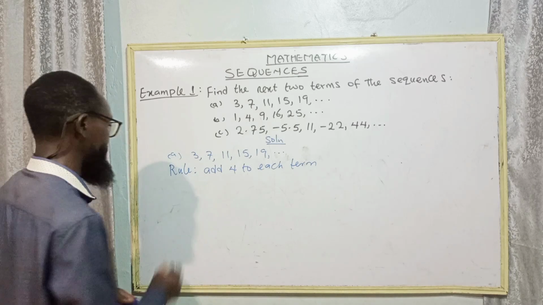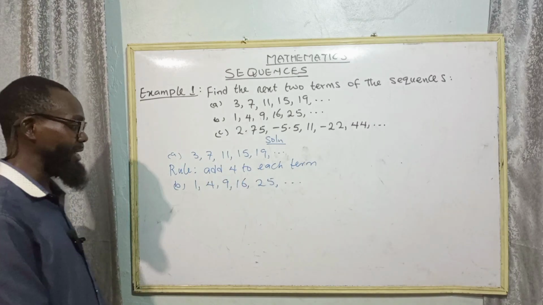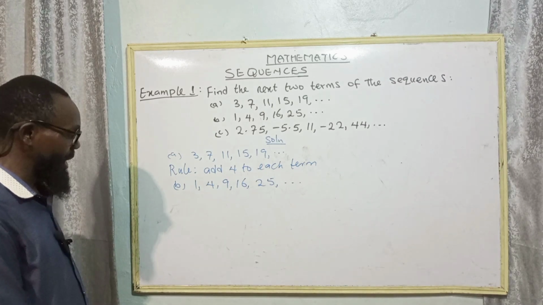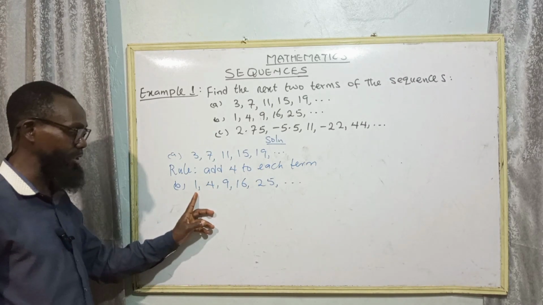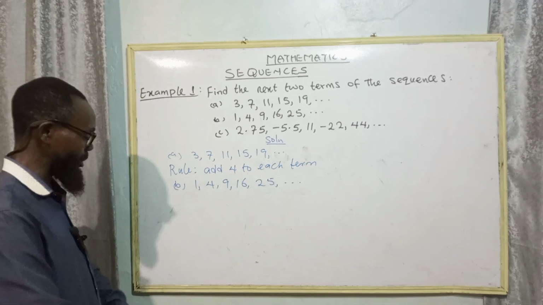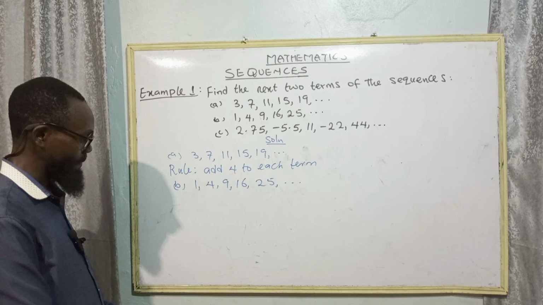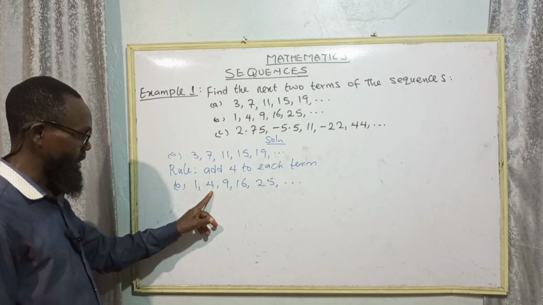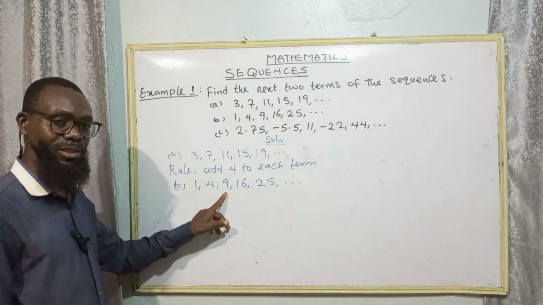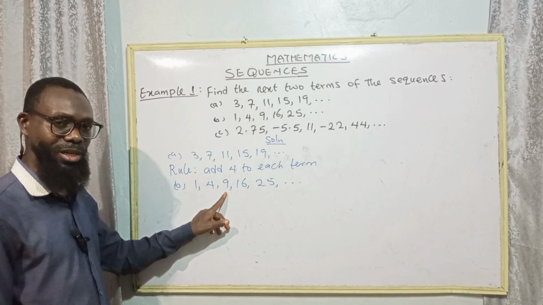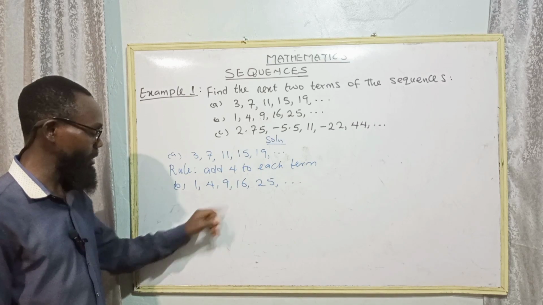Now the second one: 1, 4, 9, 16, and 25. We want to find the next two terms. How do we get 4 from this 1? How do we get 9, 16, and 25? Let us look at this properly. If I say 1 plus 3, I will have 4. 4 plus 3 is supposed to give me 7, but this is 9. Definitely, addition cannot work.